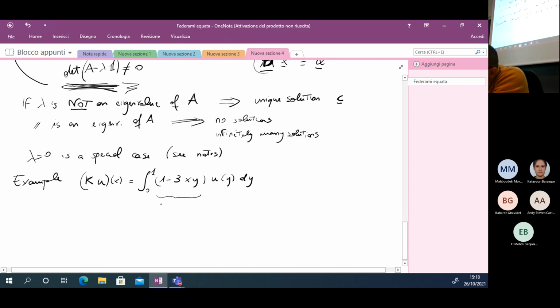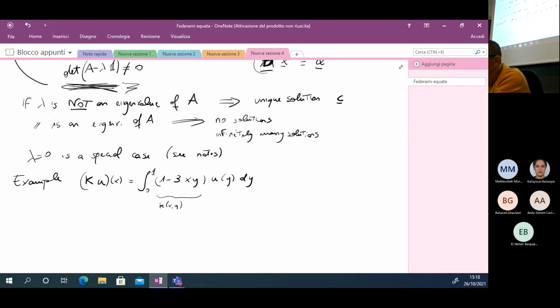Now, so this is k on x and y. Is this separable? Yes, it's separable. So separate for me this kernel. How would you separate this?